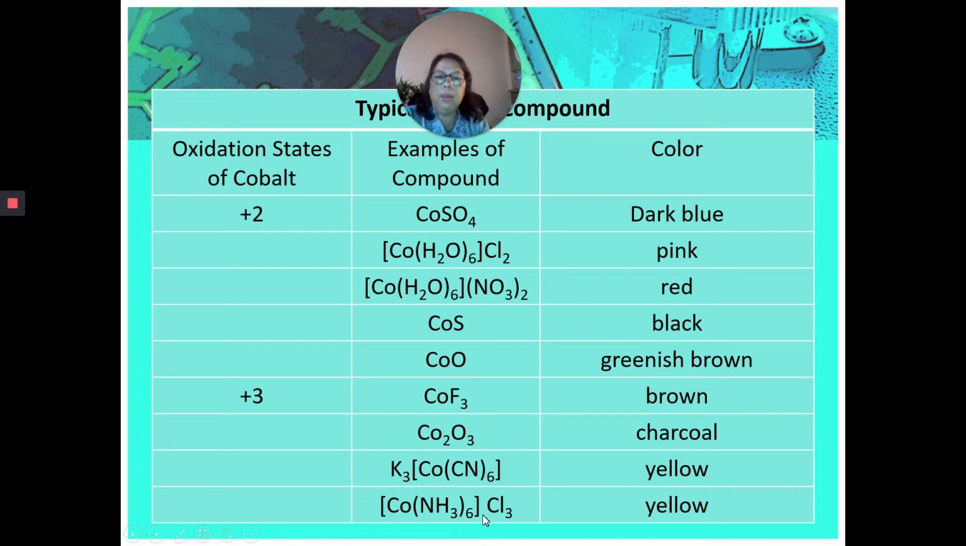And then cobalt with amino. I think you know already the name, how to read this name. The color is also yellow. There is no similar characteristics between and among the color of cobalt. They vary.